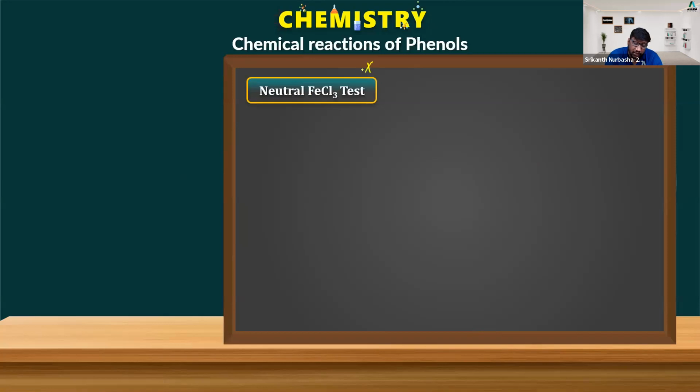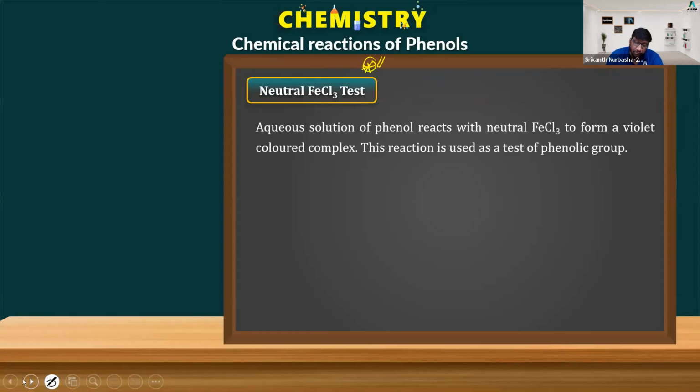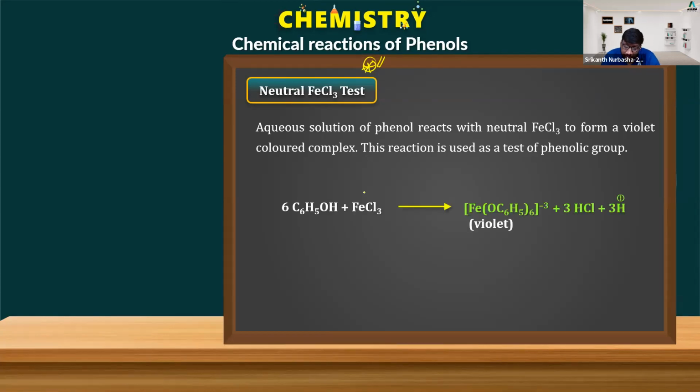Then comes the neutral FeCl3 test. An aqueous solution of phenol reacts with neutral FeCl3 to form a violet colored complex. So this was the reaction. If you treat phenol with FeCl3, you will generate the Fe3+ ion and C6H5O minus. The phenoxide C6H5O minus will act as a ligand and form a coordination number 6 octahedral complex, [Fe(OC6H5)6]3-. This type of complex is violet in color.